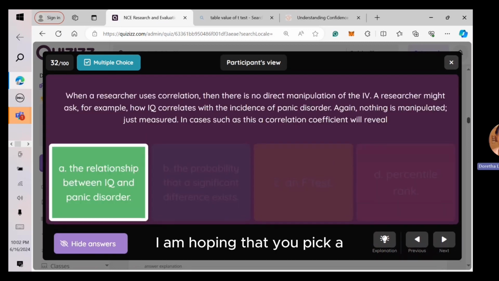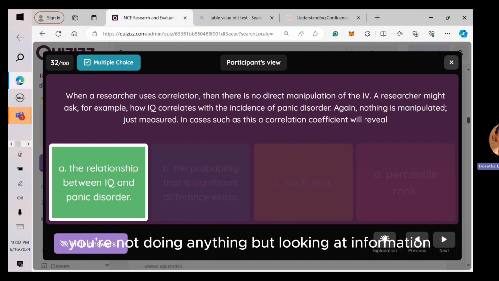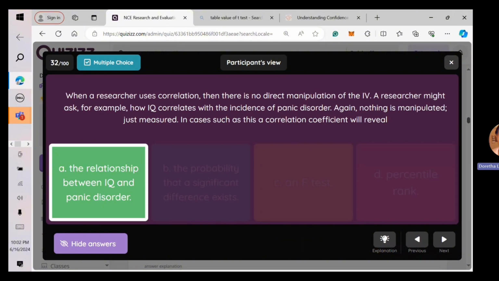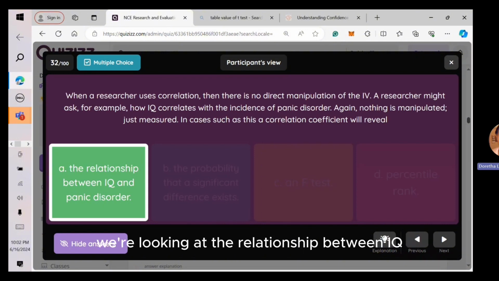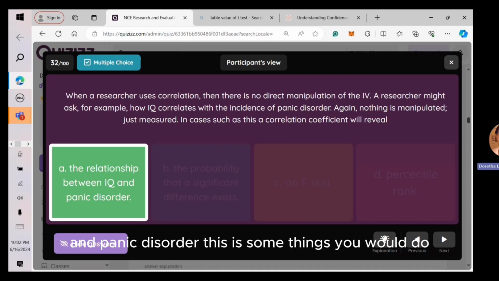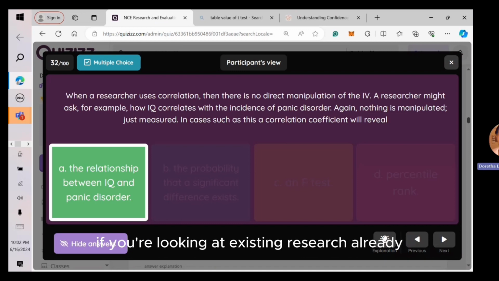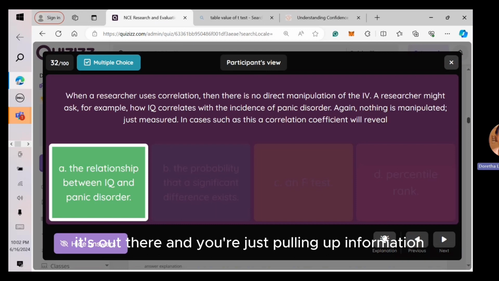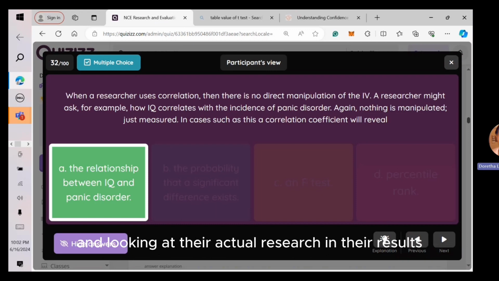I am hoping that you picked A. Since we're not doing any manipulation, and not doing anything but looking at information, we're going to choose A, because we're looking at the relationship between IQ and panic disorder. This is something you would do if you're looking at existing research that's already been published, and you're just pulling up information and looking at their actual research and their results.